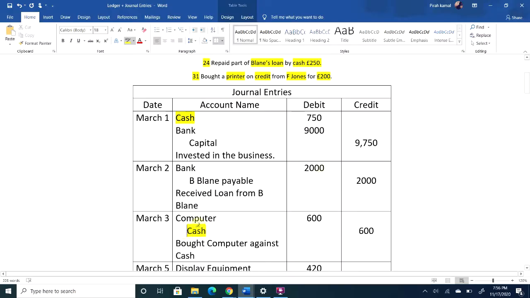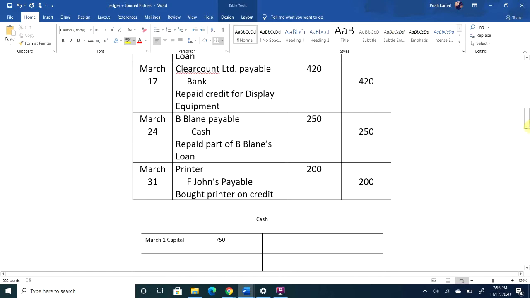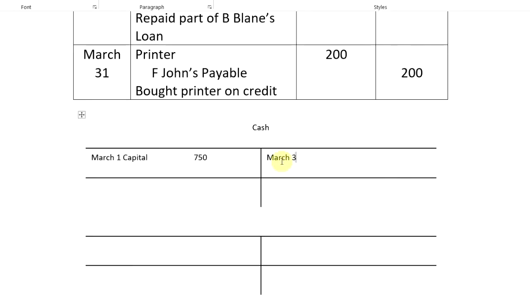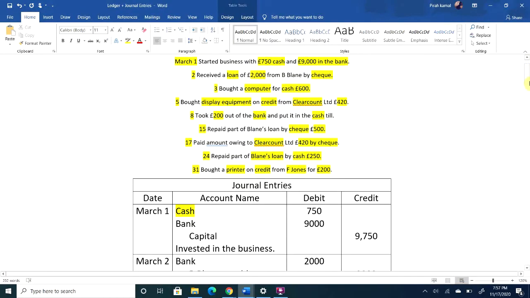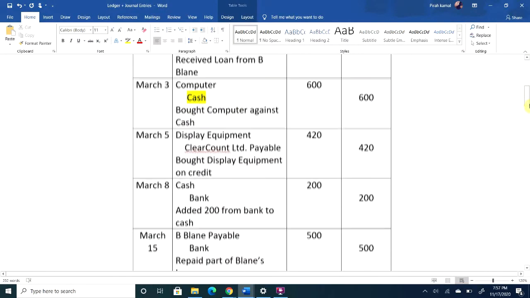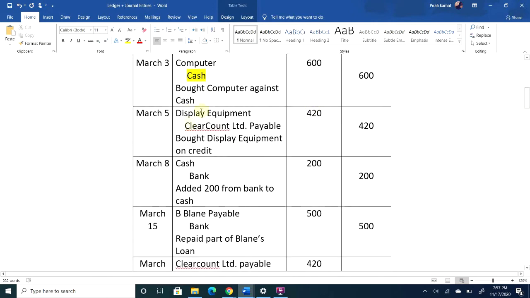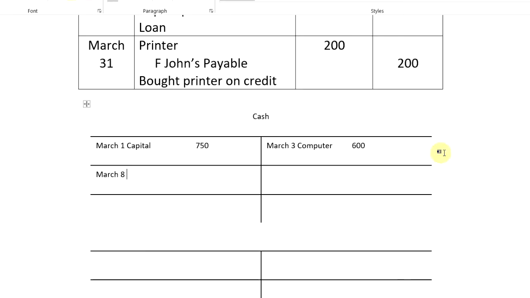We bought a computer for cash. So this is a credit transaction. March 3, computer 600. We are going to look for another entry. March 8, bank 200. We added 200 from bank to cash. This is debit. So March 8, bank 200.